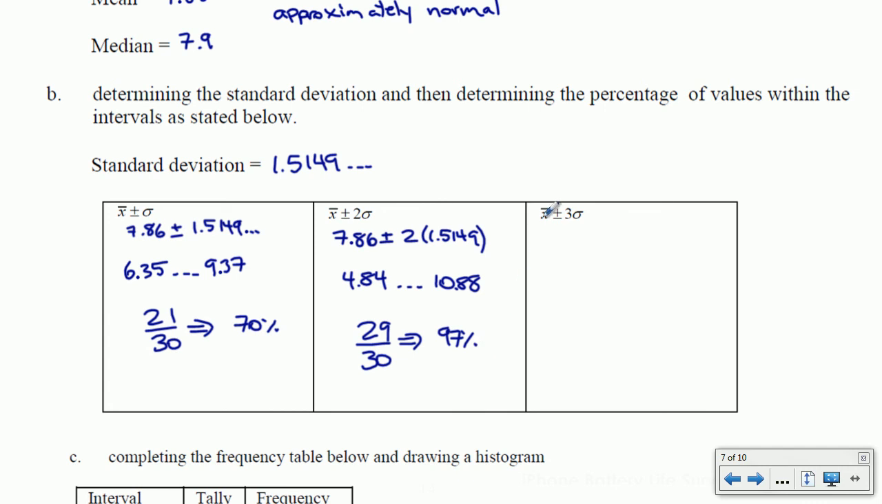And finally, we can do x bar plus or minus 3 sigma. Our lower limit is 3.33, and our upper limit is 12.39. Now all the phones that we've sampled fit in this range, so 30 out of 30, that makes 100%.